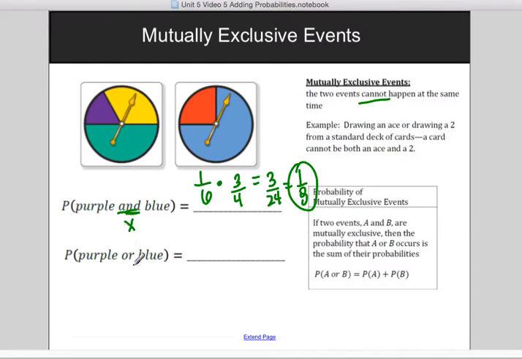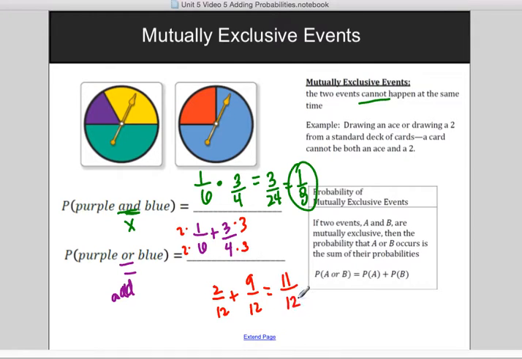However, today we're going to look at adding probabilities, and my key word for adding is or. If I want to know the probability of a blue or a purple, it would be 1/6 plus 3/4. Remember, to add we have to have a common denominator. My common denominator between 6 and 4 is 12, so I multiply this by 2 and this by 3 to get to 12. So I have 2/12 plus 9/12. Adding the numerators, 2 plus 9, gives 11/12. So the probability of getting a purple or a blue is 11 out of 12.